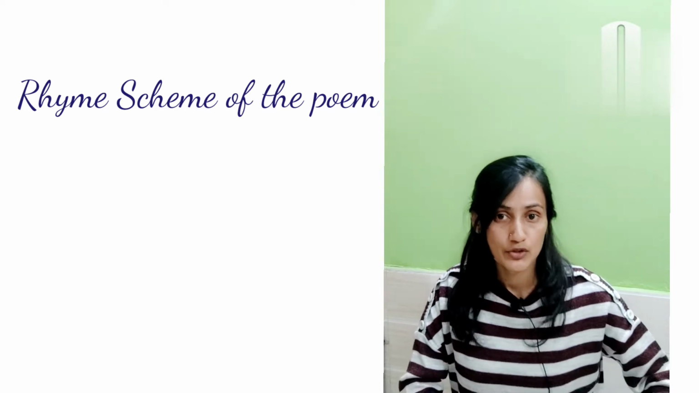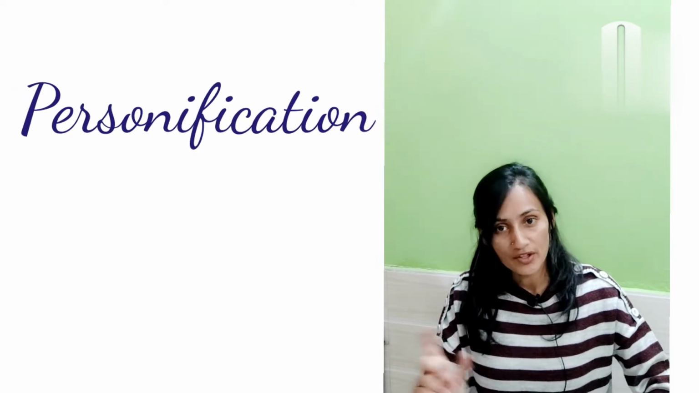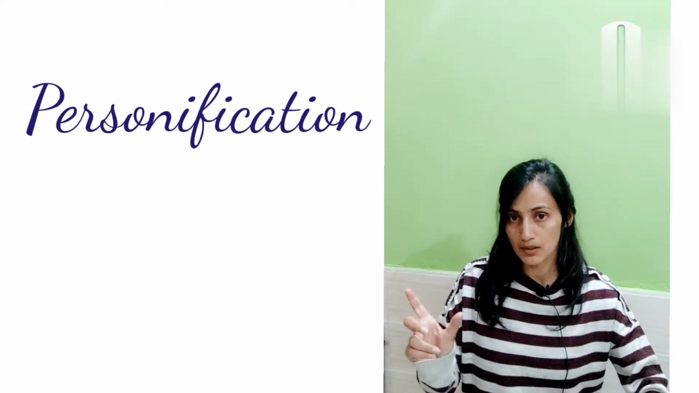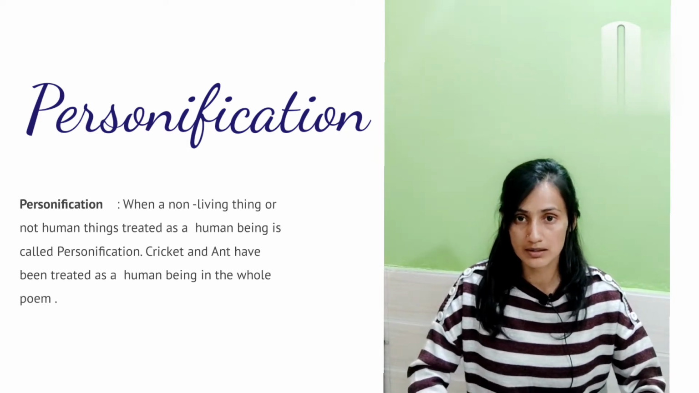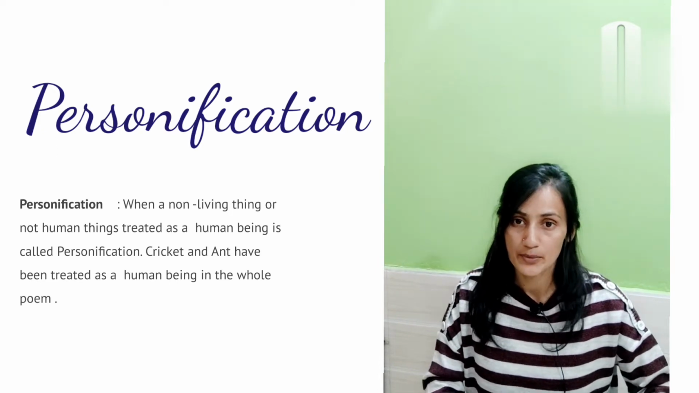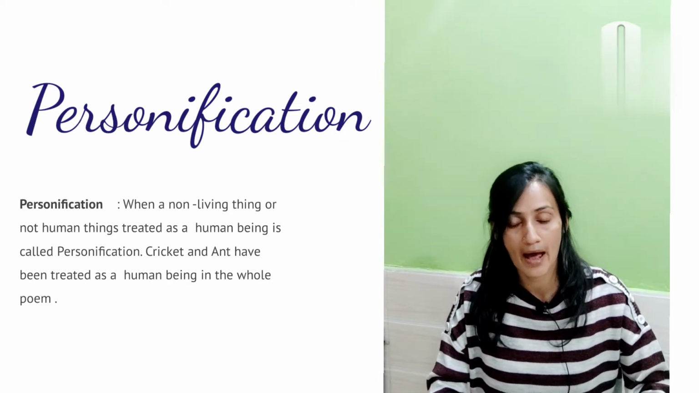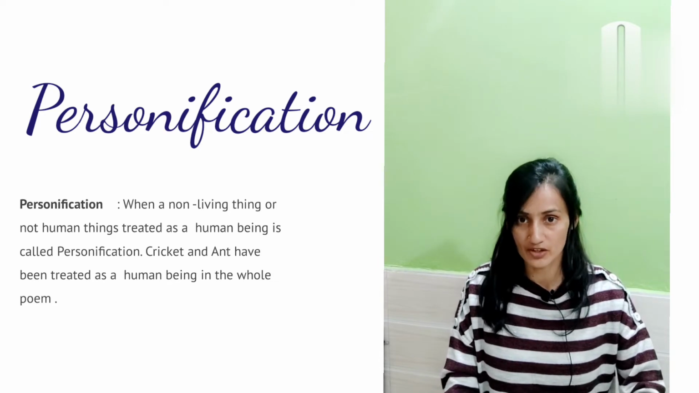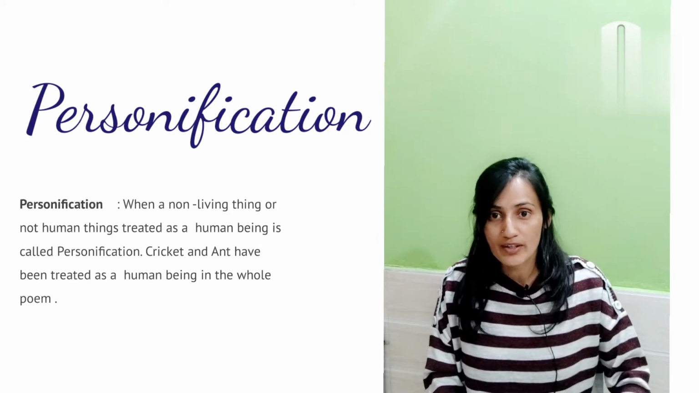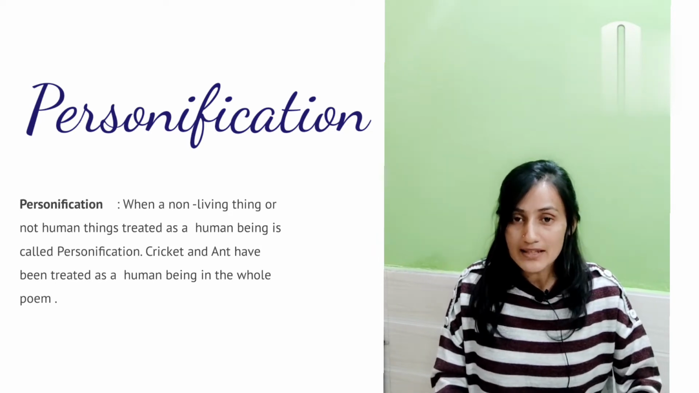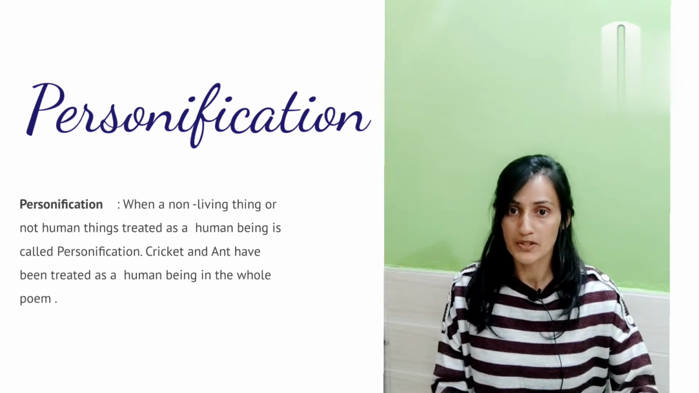Okay, so moving to the next poetic device, which is personification. Personification, as the name implies, person, personification. When we attribute human qualities to a non-living thing or an animal, we call it personification. To attribute human qualities to a non-living thing or an animal is personification. So we see in this poem that the ant and the cricket are talking, the cricket is singing songs. So that is a human quality. So that's personification we found in the poem.